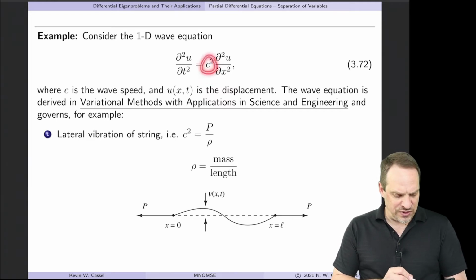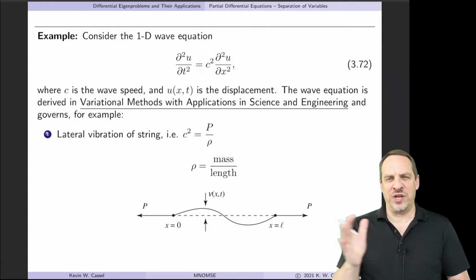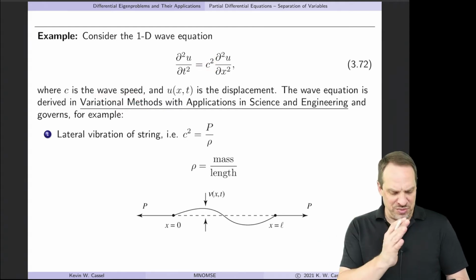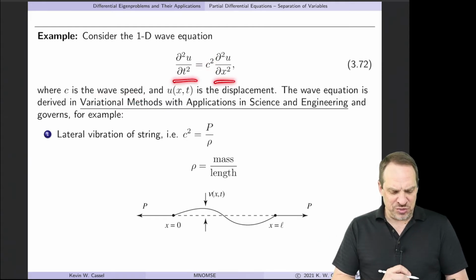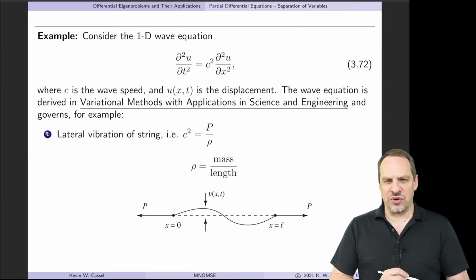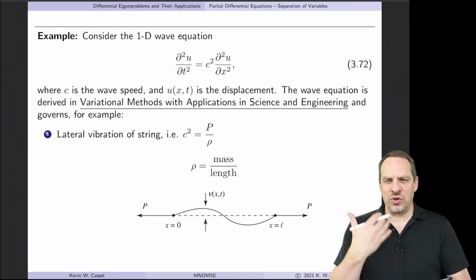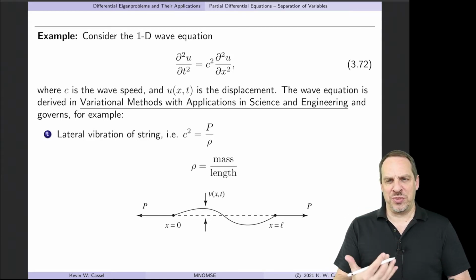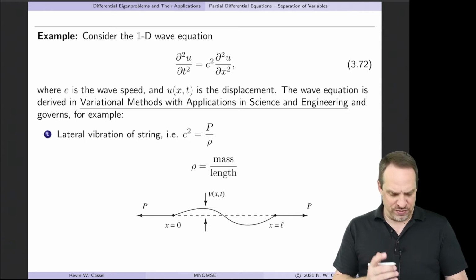The c here, that's the wave speed, so how fast a wave moves in this particular medium. And you'll notice this is very similar to the unsteady diffusion equation, except now we have a second order derivative in time rather than a first order derivative in time. But that changes the whole character of the equation. It's now hyperbolic instead of parabolic, and the types of solutions we get are completely different.